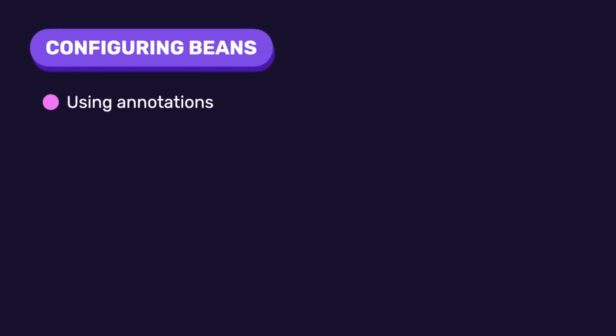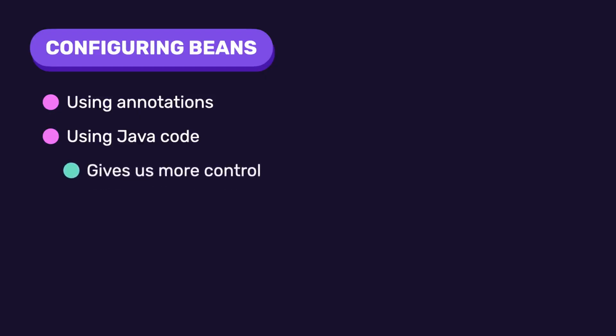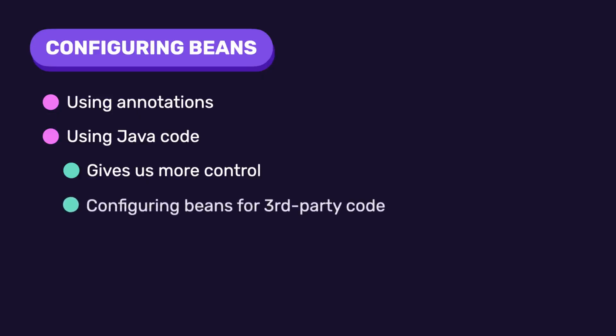So far, we have been configuring beans using annotations. This is simple and easy, but in Spring, we can also configure beans using pure Java code. And this is useful in scenarios where we need more control over creation of beans. For example, if we need to configure beans conditionally, we have to use code. We cannot use annotations.